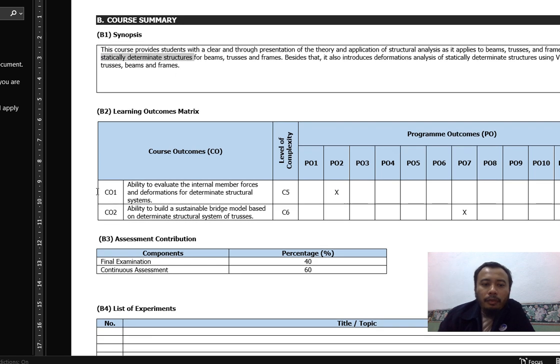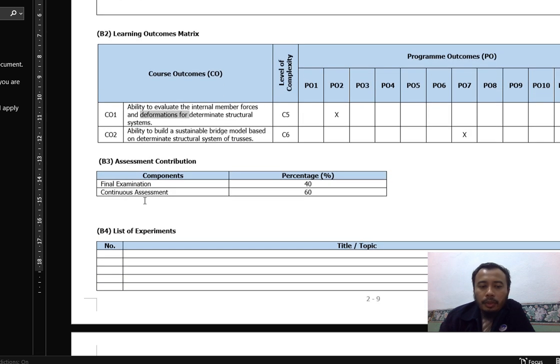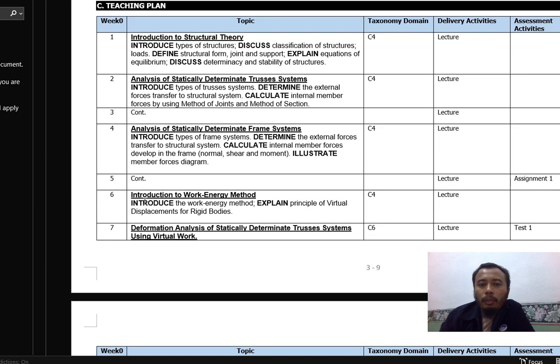We have two learning outcomes. CO1 is the ability to evaluate the internal members. So you should be able to calculate the internal forces and deformations for determinate structures. And then CO2, you should be able to build a sustainable bridge model, which is to design a bridge and build a bridge.